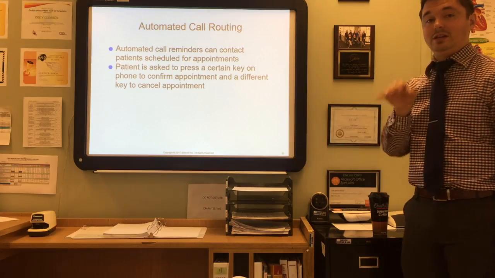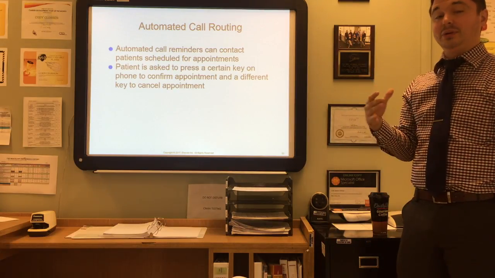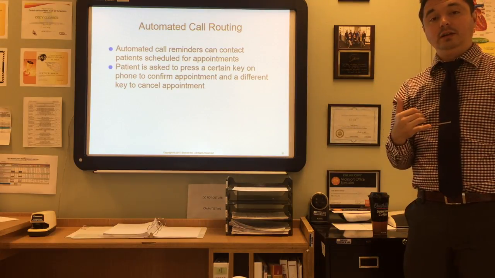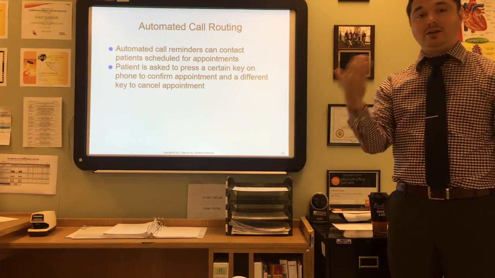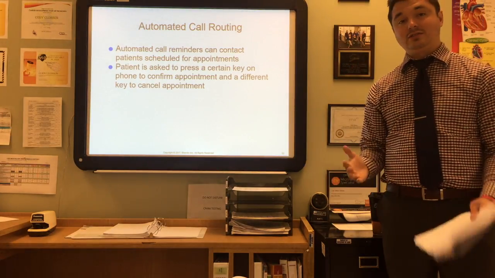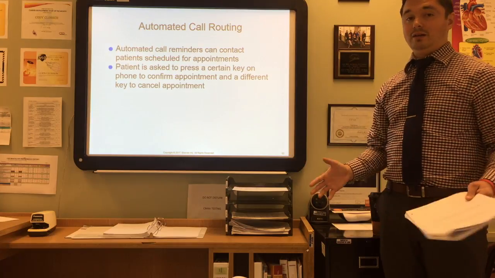Okay, it saves you from having to call the patients to say the same spiel to everyone and confirm it. All right, this is like an automatic system that calls out to them, and they can either cancel or keep their appointment by pushing a button. All right, this is fantastic.